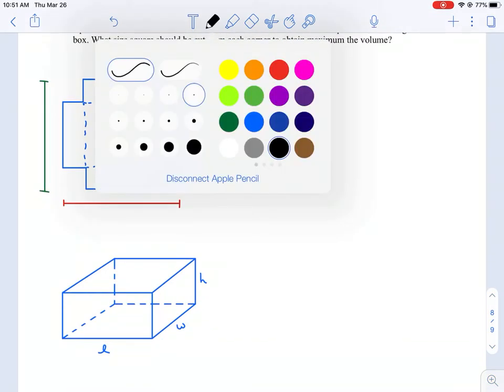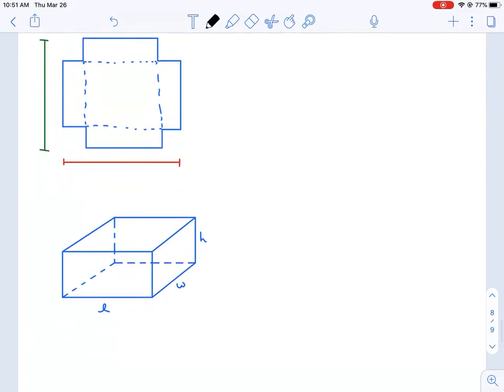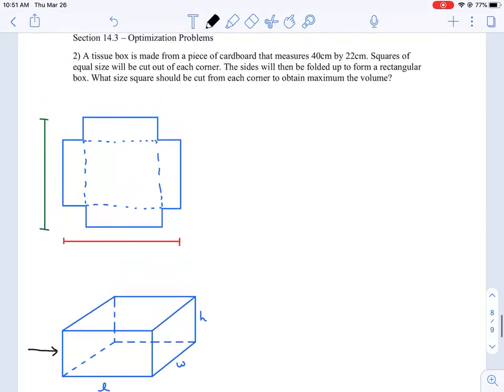So, over here on the left, I have already drawn the two pictures that you're going to need. The top is the picture of the piece of cardboard before it became a box, and the picture on the bottom is the actual box. And the goal is to maximize that volume.